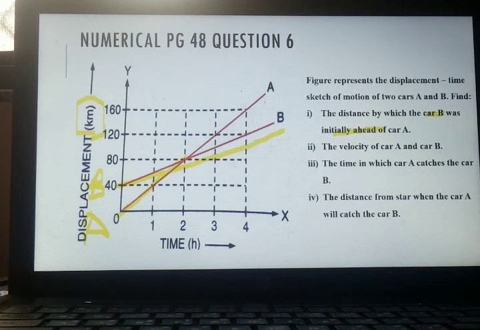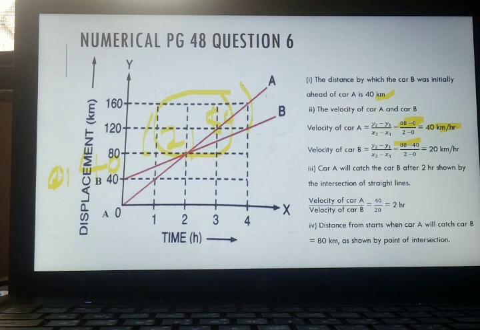What is the next question? The time after which car A catches car B. What is the time? 2 hours. Car A catches car B after 2 hours. No need for calculating this as well. If you write it directly by looking at the graph, that will also do.